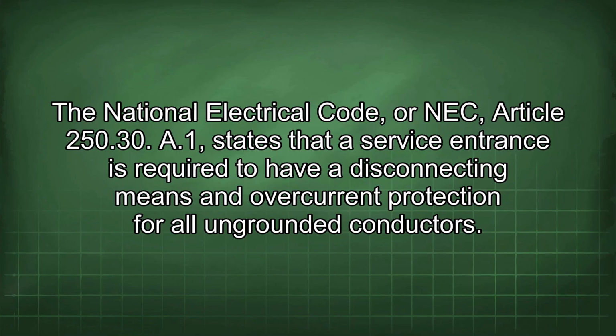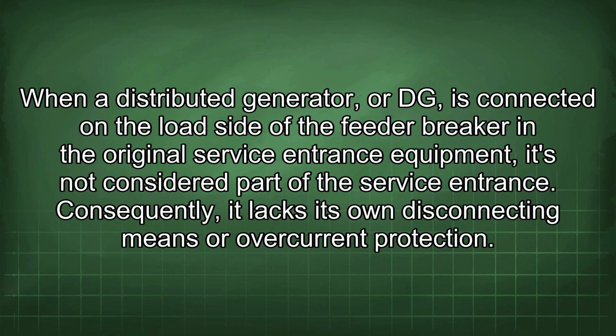The National Electrical Code, or NEC, Article 250.30(A)(1) states that a service entrance is required to have a disconnecting means and overcurrent protection for all ungrounded conductors. When a distributed generator, or DG, is connected on the load side of the feeder breaker in the original service entrance equipment, it's not considered part of the service entrance. Consequently, it lacks its own disconnecting means or overcurrent protection.